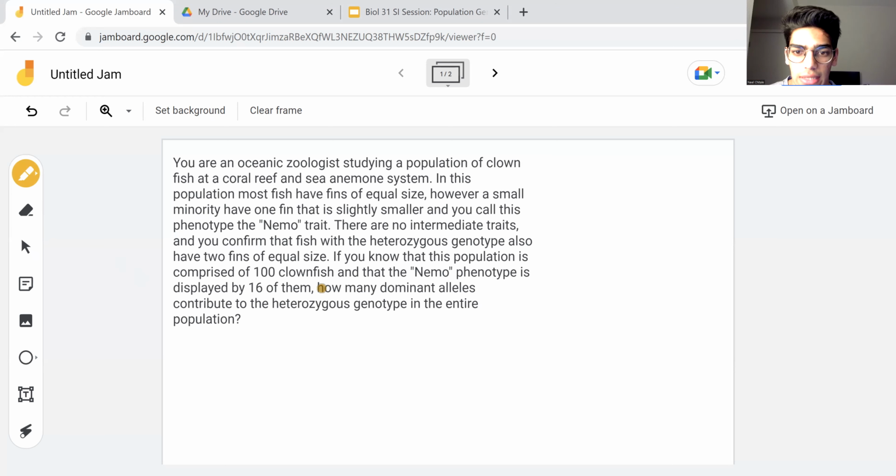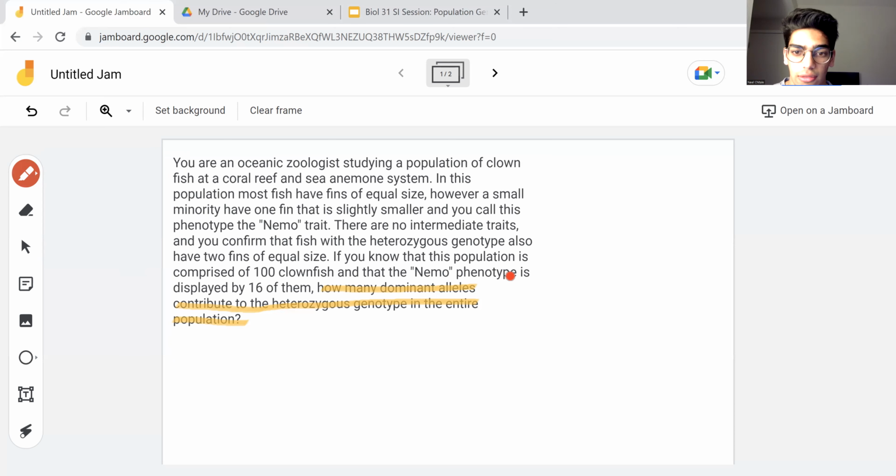What they want us to solve is how many dominant alleles contribute to the heterozygous genotype in the entire population. So we're really looking for dominant alleles tied to the heterozygous genotype. All right. So we've got that out of the way. Then the next thing that we want to do is do step number two, which is figuring out what information is provided to us that is really important.